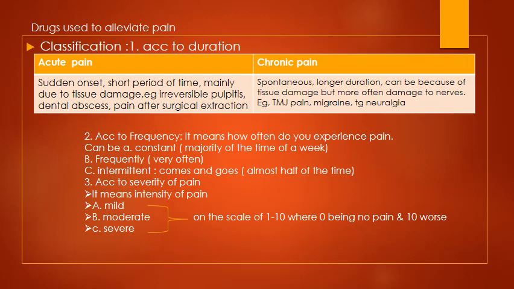On the other hand, chronic pain is spontaneous in nature, of longer duration than acute pain, and it can be because of tissue damage, but more often it is because of damage to the nerves. The examples of chronic pain are TMJ pain, migraine, or trigeminal neuralgia. So you should know which kind of pain one will encounter in which conditions in dentistry.